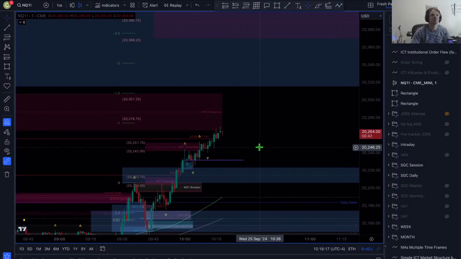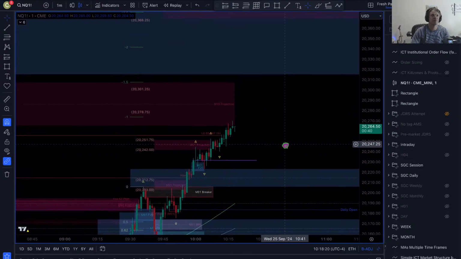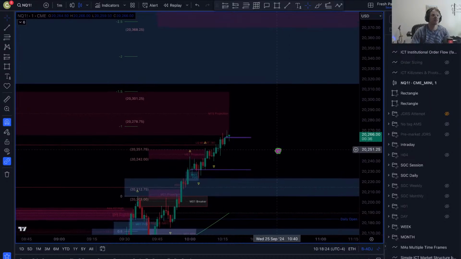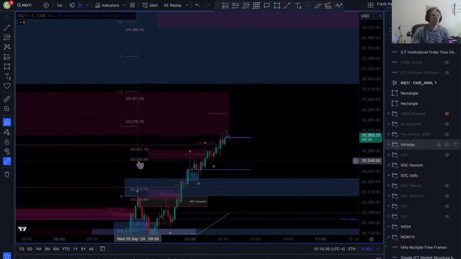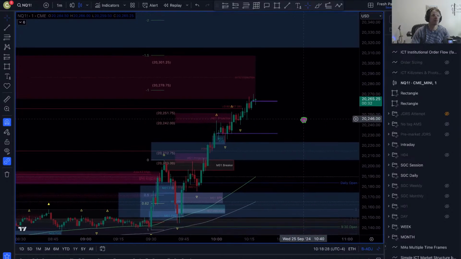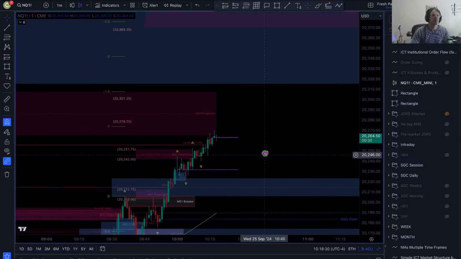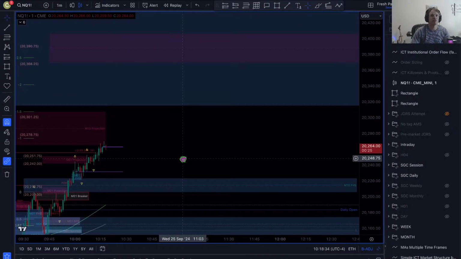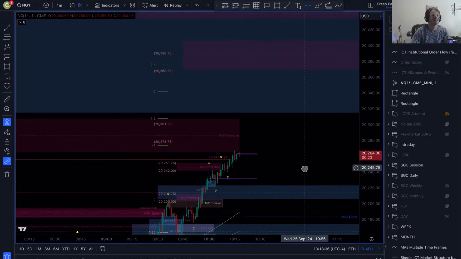I hear you. Yeah. No, I didn't take it either. I was looking at it, but I didn't because we had actually hit the fourth projection of the M1 already. So I was expecting potentially a pullback there, and it did pull back. It pulled back into an M1 fair value gap and continued.